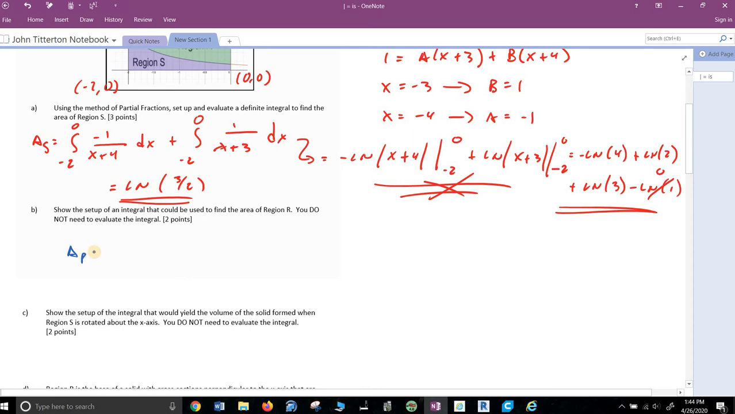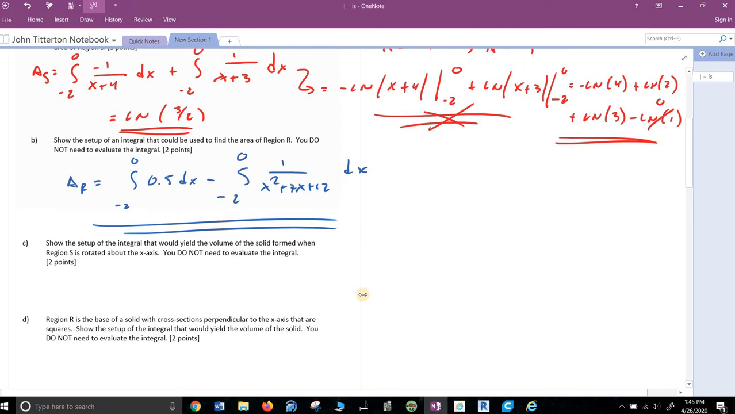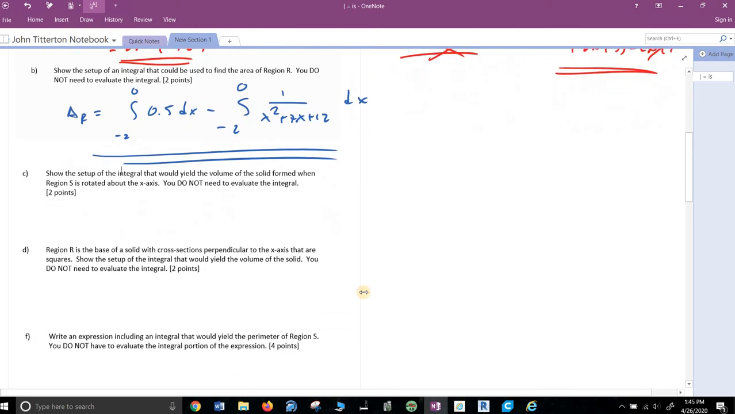So area of R is the integral from -2 to 0 of 0.5 dx minus the integral from -2 to 0 of 1 over x squared plus 7x plus 12. A little bothered that they made us do that. We could just go with 0.5x is 1, and then we could go minus the answer we got for part A. Carry the work down. That's it. Seems like a lot, but it's actually not. Same thing for these coming up.